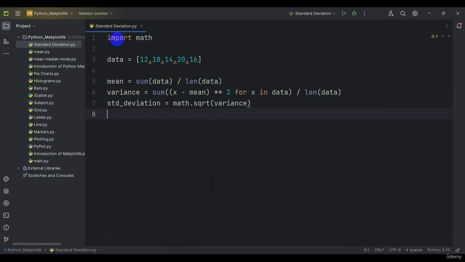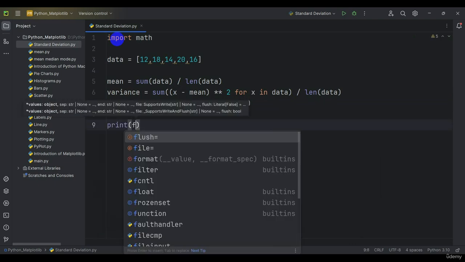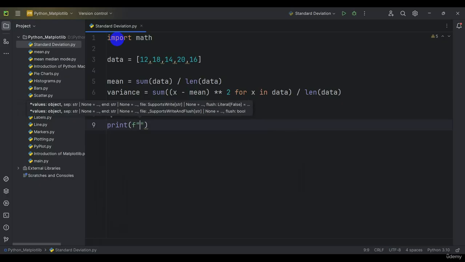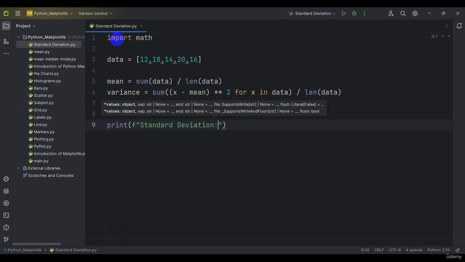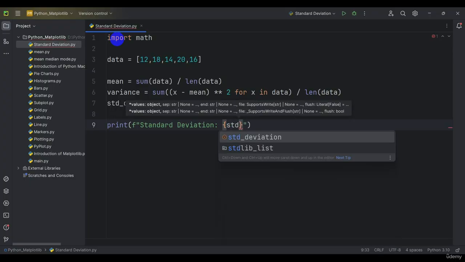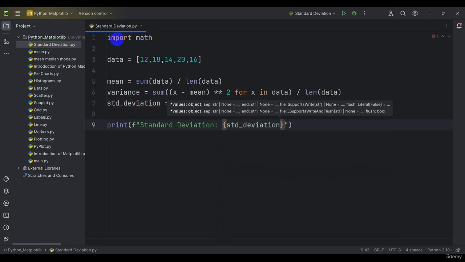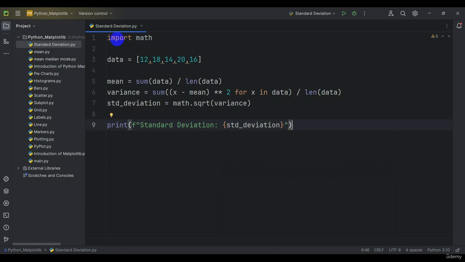Now I create the print function with double quotation marks, "Standard deviation:", and then the std deviation. So the code is completed.